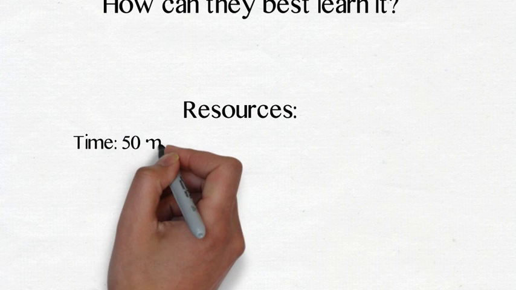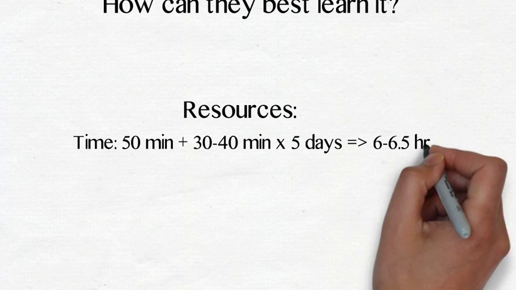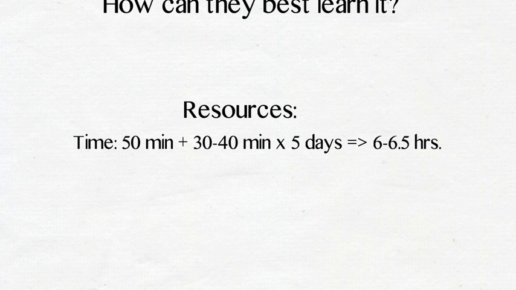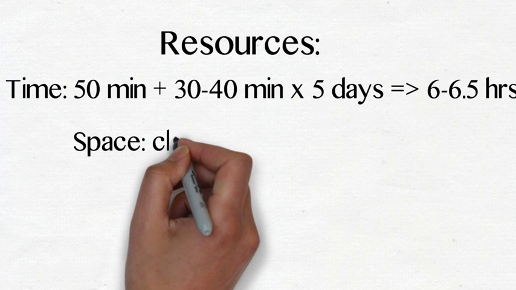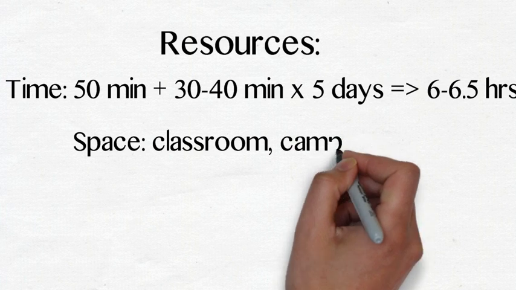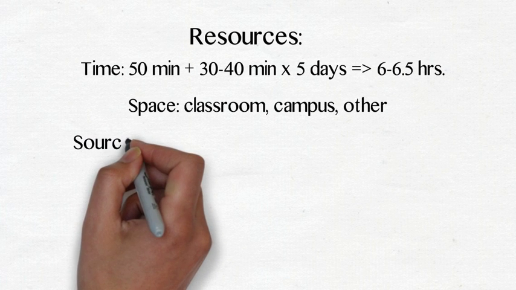From there, you identify the resources available. There's time. So class time and homework generally gives us about 80 minutes a day. Over 5 days, we end up with about 6 or 6.5 hours of time. And space. There's the classroom, but also the whole campus, and those other spaces where students do homework. And maybe there are community resources that you want to consider.